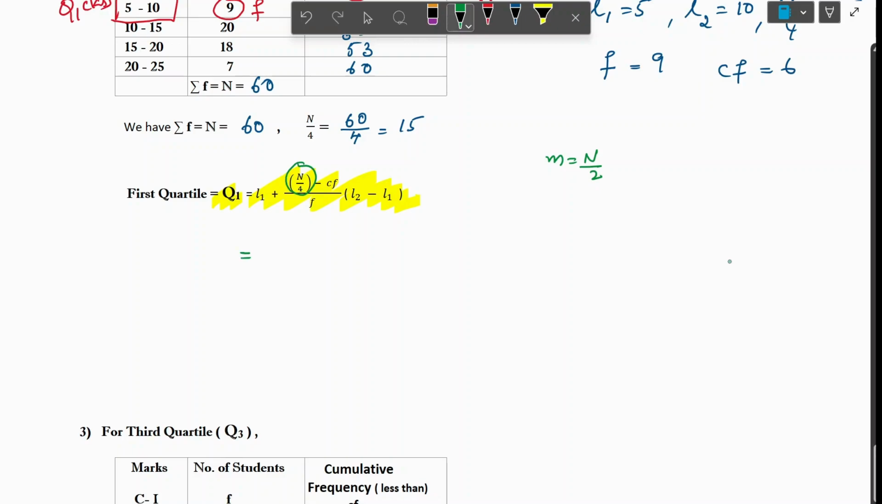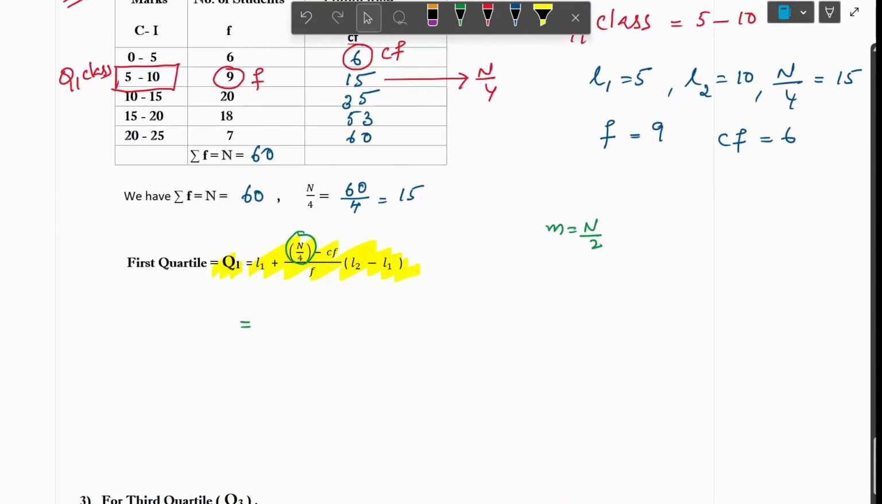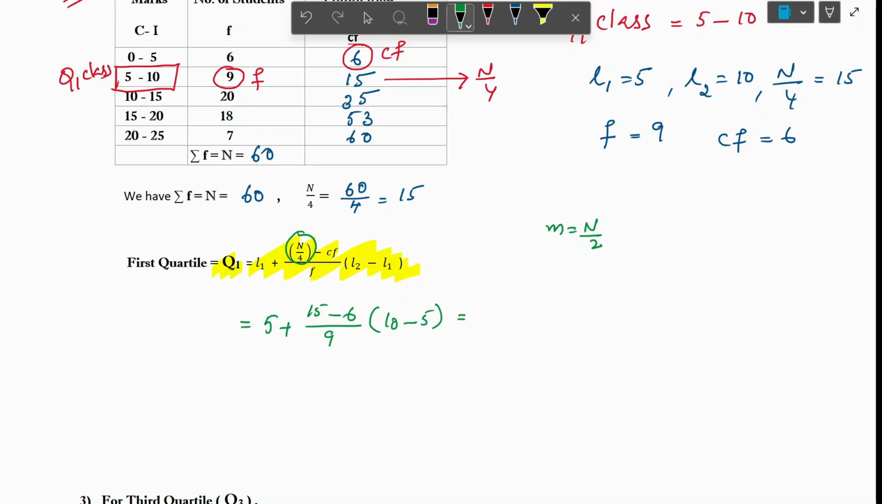Now we are going to substitute it. That is L1. What is the L1 value? That is 5, plus n by 4, that is 15, minus CF. What is CF? 6, divided by your F value, that is 9, into L2, which is 10, minus 5. Calculate it.